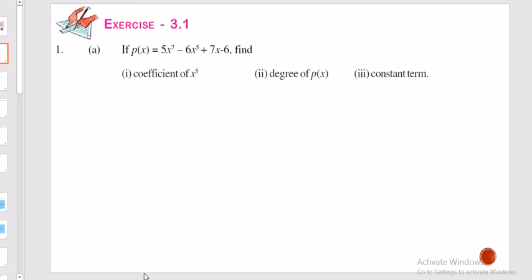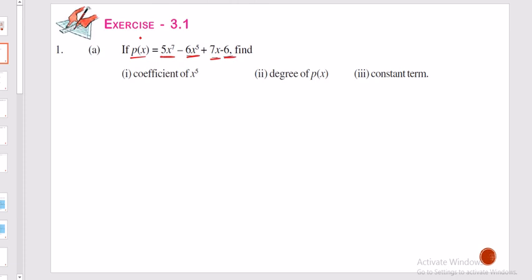See exercise 3.1. What is question number 1? If p of x is equal to 5x power 7 minus 6x power 5 plus 7x minus 6. Already we have discussed, right? How many monomials are here? Let us count: 1, 2, 3, 4. So totally we are having 4 monomials.